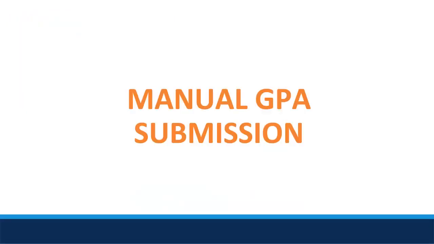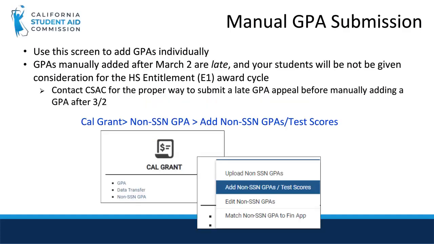Now we'll talk a little bit about the manual GPA submission process. You may want to submit GPAs individually if you have a small senior class, you have students who transfer to your school after the GPAs were already uploaded, you have students who completed makeup credits or summer school.